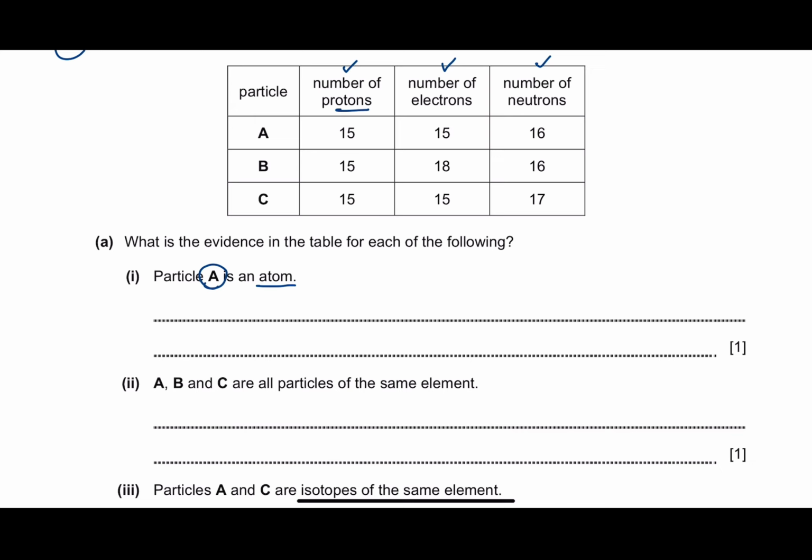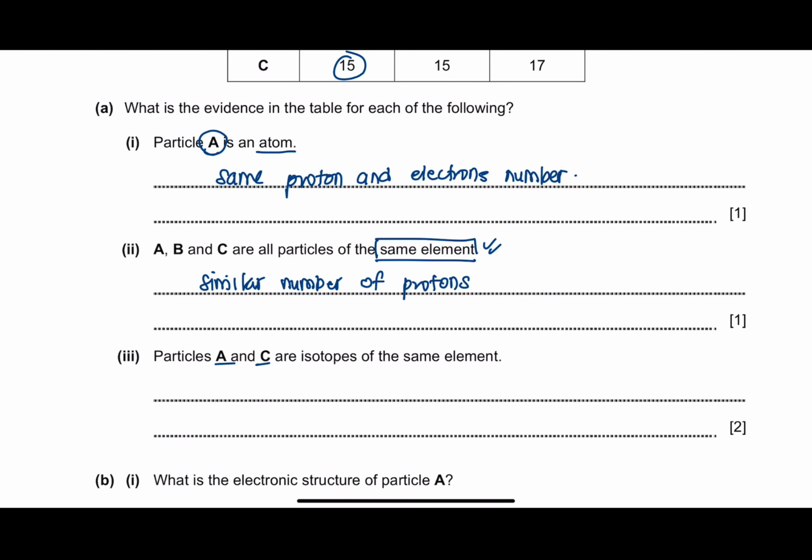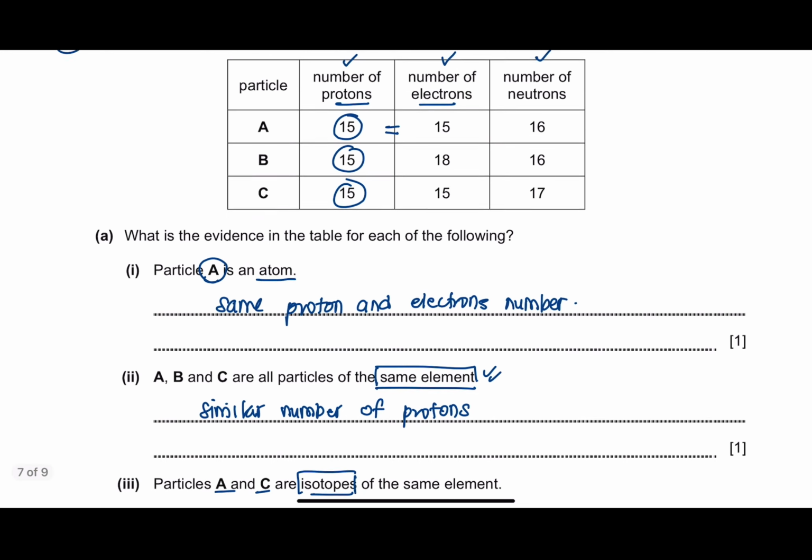Now, if your proton number and your electron number are equal to each other, it means that this is an atom. Question 2. A, B, and C are all particles of the same element. They are the same element because they have the similar number of protons. Question 3. Particles A and C are isotopes of the same element. Now, as mentioned, isotope means they have the similar number of proton but different neutron numbers.